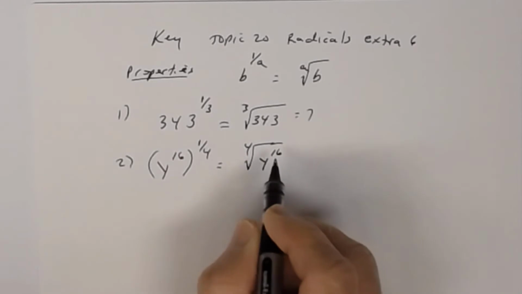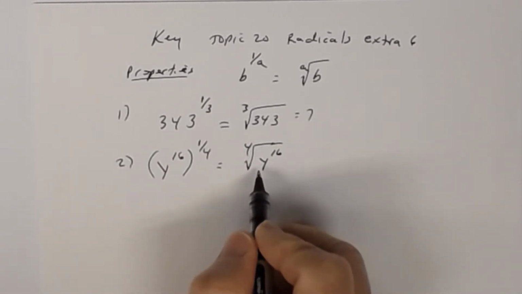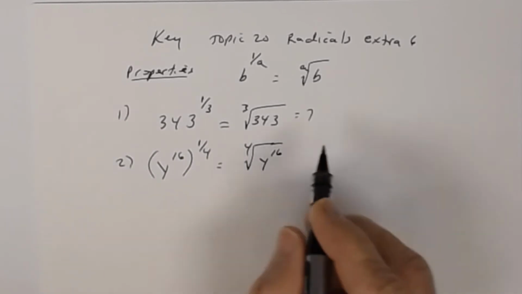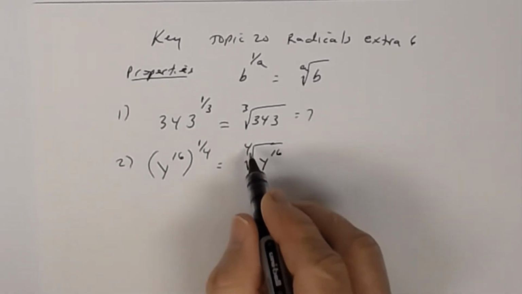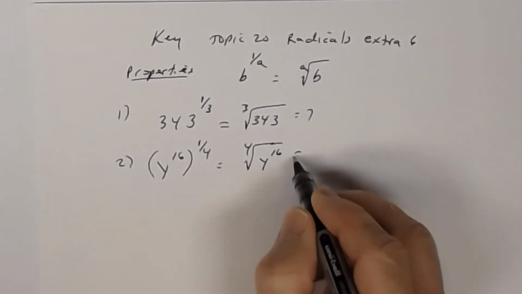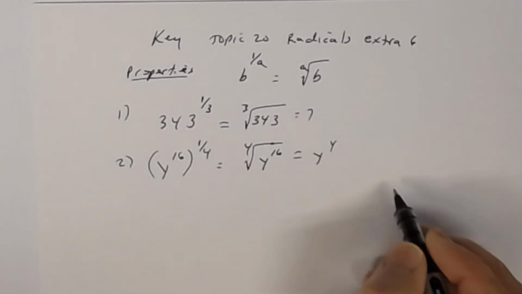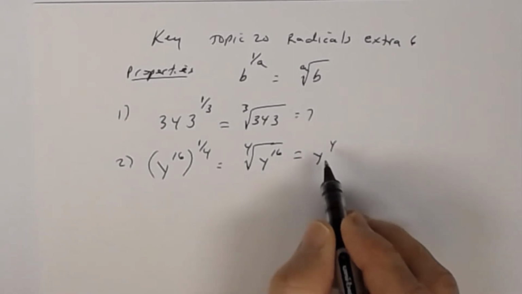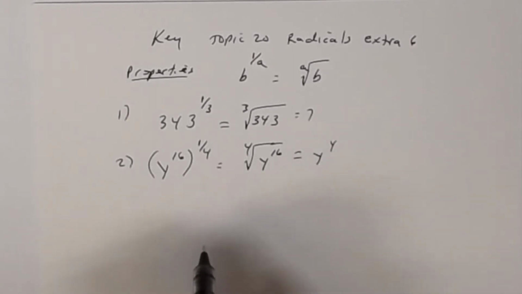From previous lessons, we know we can simplify this pretty easily because 16 is divisible by 4. So what times itself 4 times is y to the 16th? The answer is y to the 4th, because 16 divided by 4 is 4. So y to the 4th times itself 4 times is y to the 16th.